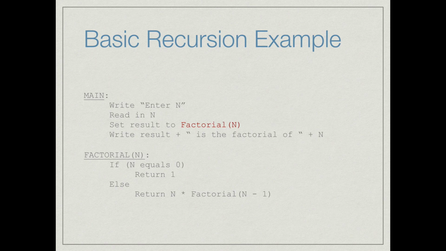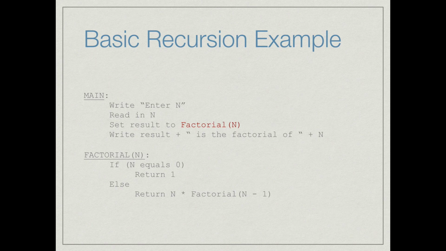So we have here an example where if n equals 0, that is our end goal. To get down to the value of 0, we return 1. Factorial of 0 is 1. Otherwise, we return the value of n times the factorial of n minus 1. So you can see here, factorial of n calls itself.